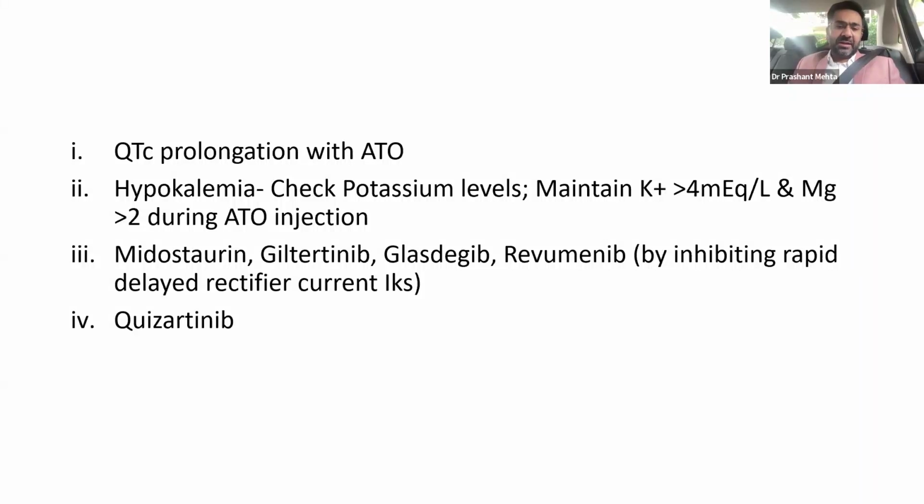But quizartinib does the same by slowing down the slow delayed rectifier current. So the above one is actually IKR. It should be corrected. Quizartinib does it by IKS. So this is the mechanism by which quizartinib does the same, and it is more unpredictable. So you have to be much more careful with sudden cardiac events, even with normal QTC or very minimal prolongation. It can actually be a problematic drug, and that's there in the package insert of quizartinib also.